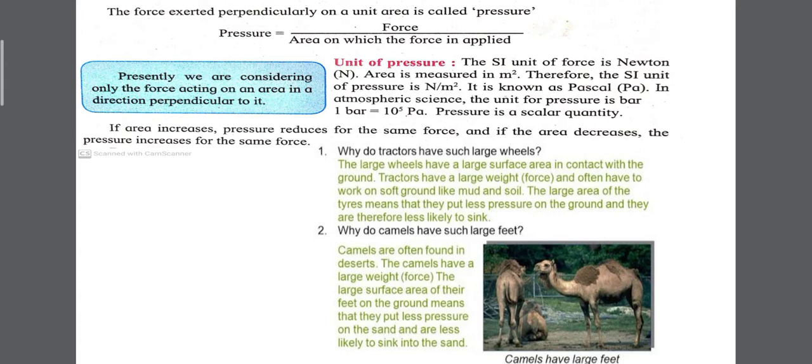So the camel's feet are very large due to natural adaptation. The bottom surface of the camel's feet is very broad. Why? Because of natural adaptation. Because camels are mainly found in desert areas, the camel's weight is exerted on a large surface area and pressure on the sand gets reduced. This is why camel's feet do not penetrate into the sand, and it becomes easy to walk on sand.